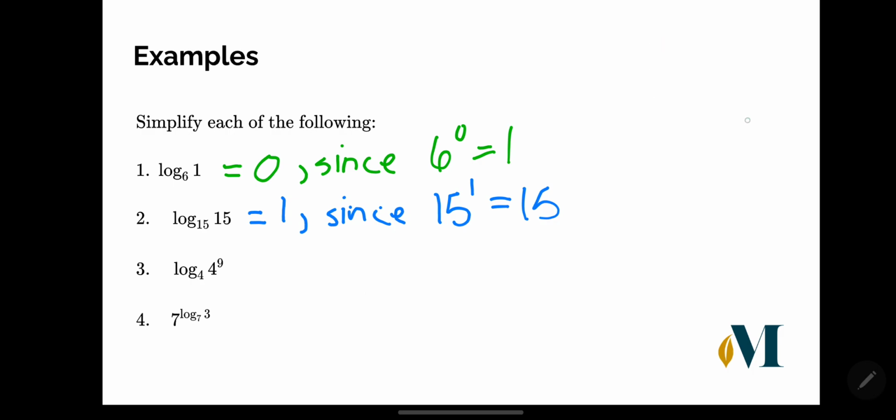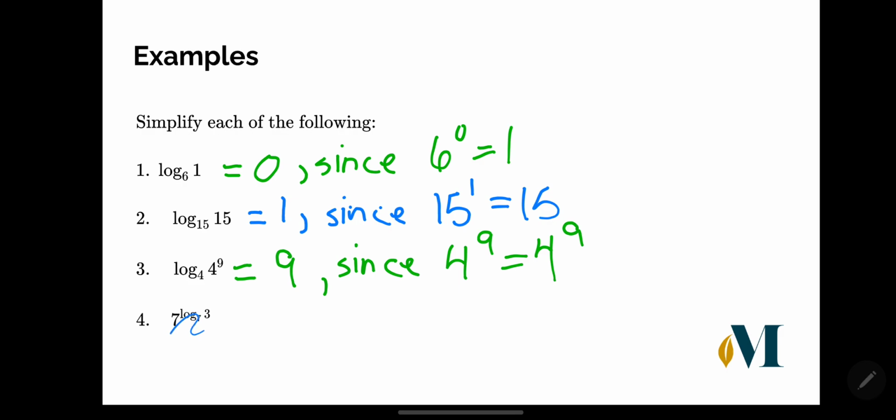Alrighty, next one here. It says log base 4 of 4 to the power of 9. What does that equal? Okay, so what can I raise 4 to, to get 4 to the power of 9? You have to raise it to the power of 9, since 4 to the power of 9 is the exact same thing as 4 to the power of 9. I like that little pattern I got with the colors.